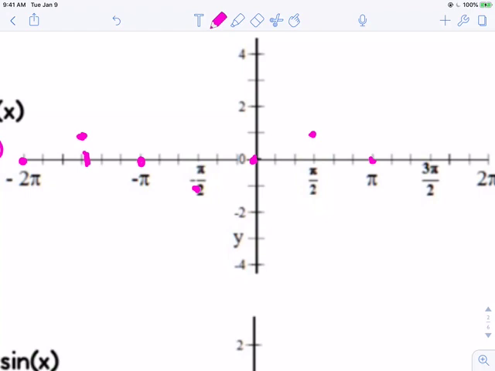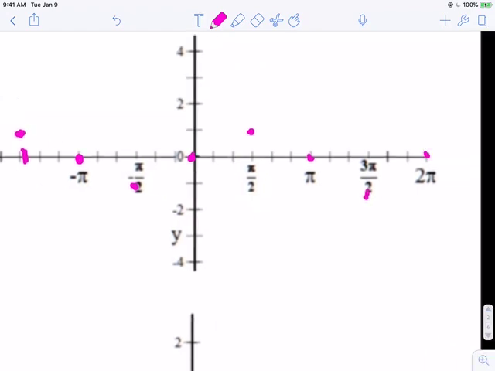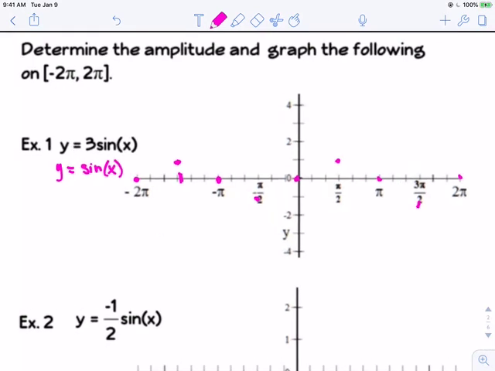3 pi over 2. Okay, are you seeing how we're doing this? 2 pi. We're using the unit circle to find out these values. Sine evaluated at pi is 0. Sine evaluated at 3 pi over 2 is negative 1. 2 pi, 0. You need to know these ones by now. These are basic. All right, this is the parent function.